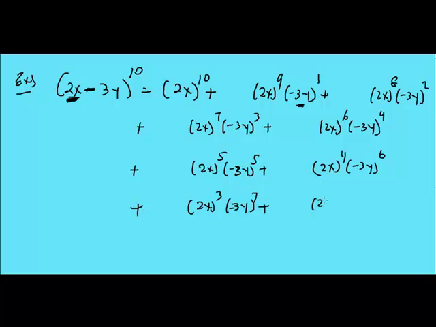and I have a positive 2x to the 2nd, and then I have a negative 3y to the 8th, and then I have a plus, and then I have a positive 2x to the 1st, negative 3y to the 9th, and then I have a plus. Finally, I have a negative 3y to the 10th.